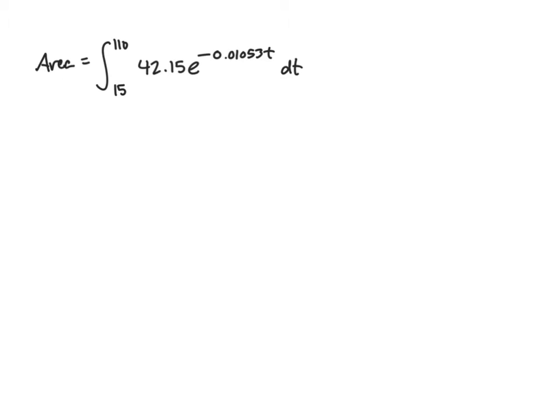Okay, so here's the integral that we're trying to solve. We want to find the antiderivative of 42.15 times e to the negative 0.01053 t with respect to t. So we're going to need to do a substitution here. The inside function is this negative 0.01053 t, so that's what I'm going to call my u. So u equals negative 0.01053 t, which means du equals negative 0.01053 times dt.